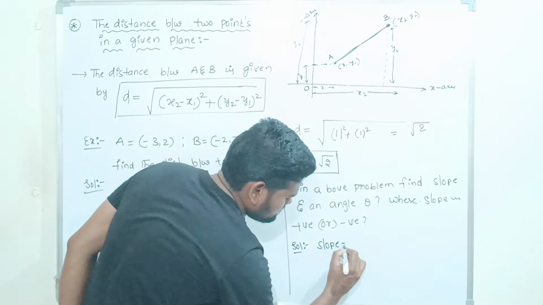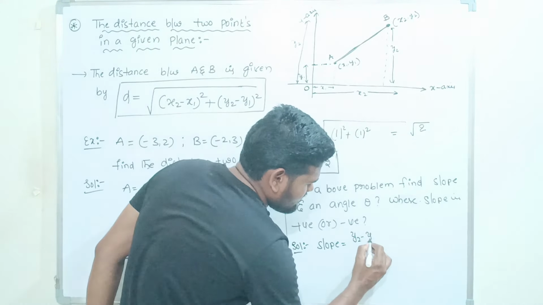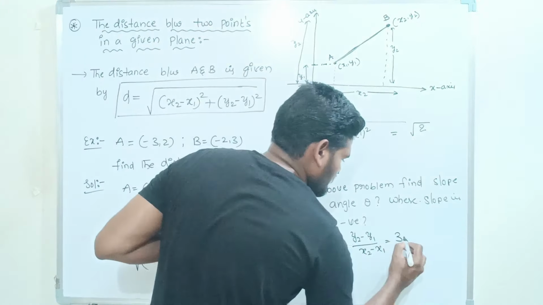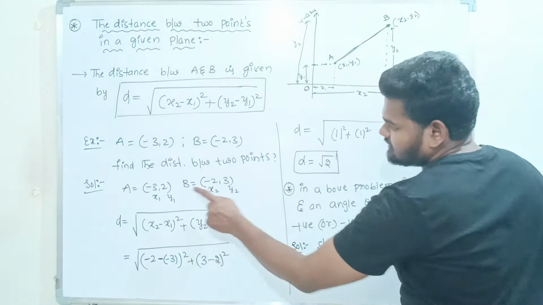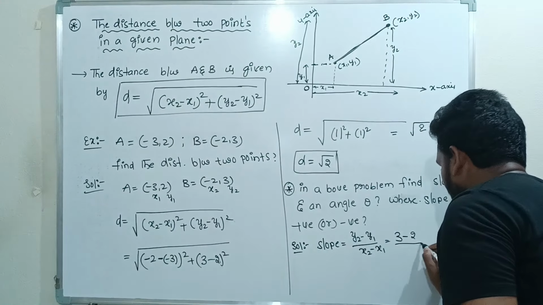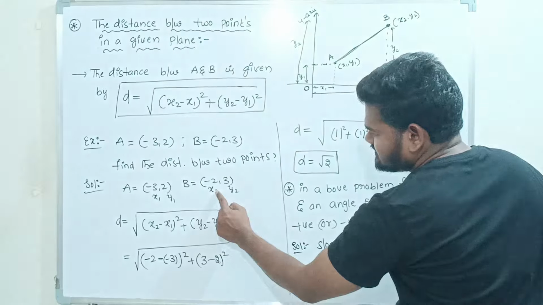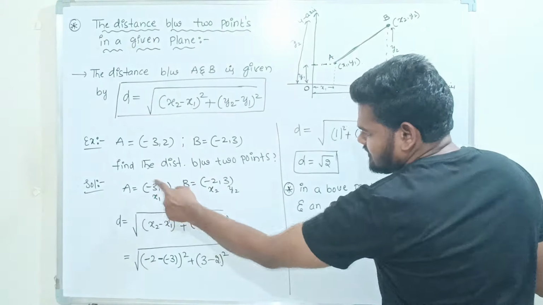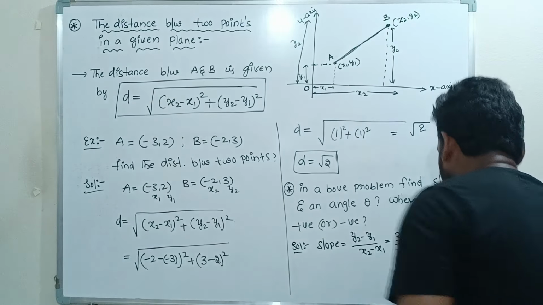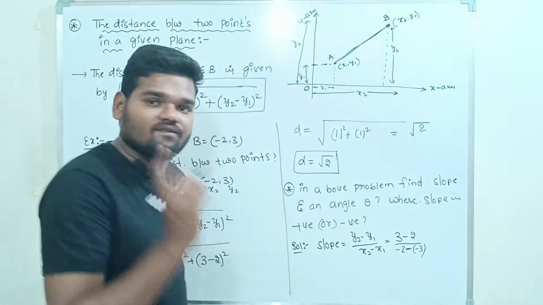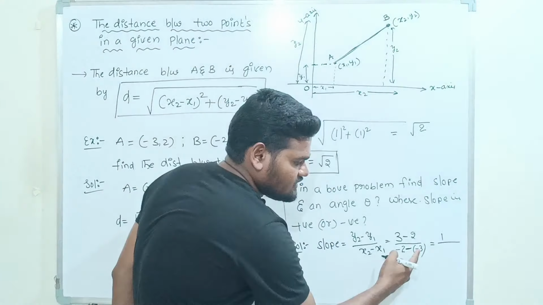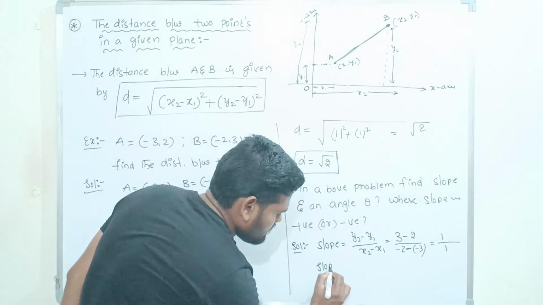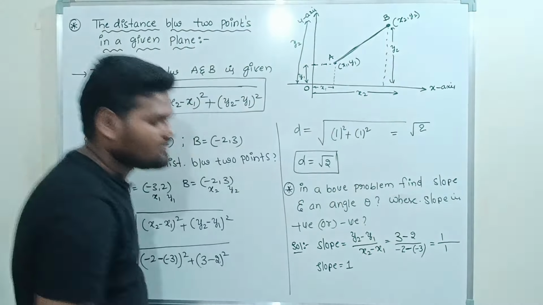Slope is equal to y2 minus y1 by x2 minus x1. What is y2? 3, minus y1, which is 2, divided by x2, which is minus 2, minus x1, which is minus 3. So 3 minus 2 is 1, and minus into minus is plus, so the denominator is also 1. So we got slope equal to 1.